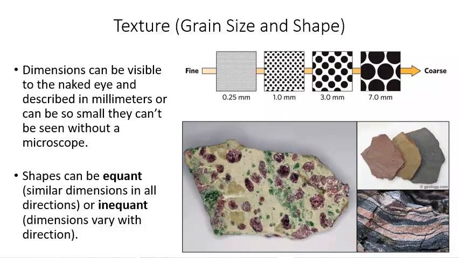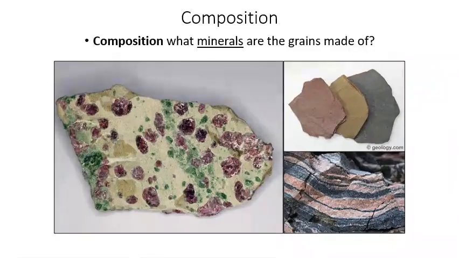On the top right figure, the red or maroon, tan, and gray rocks all have grains so fine that they are unable to be seen. So this would be described as fine-grained. Next is composition, and this is typically what minerals the grains are made of. In the field, we are able to identify minerals in rocks through the aid of a magnifying glass.